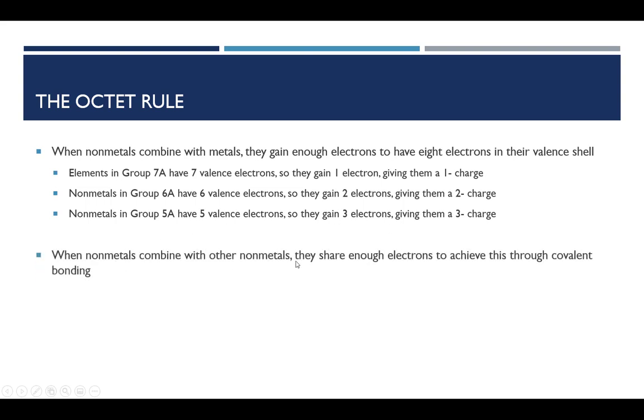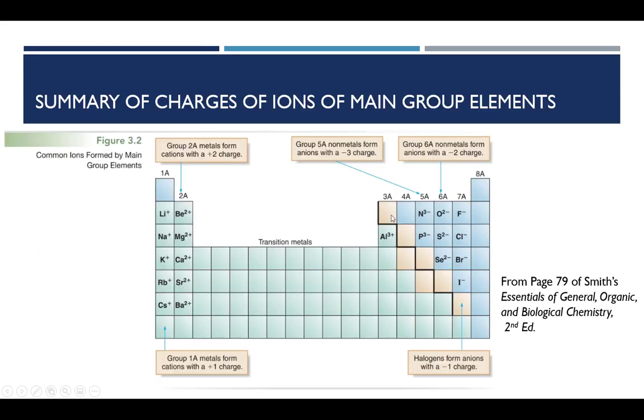Now, when nonmetals combine with nonmetals, they share electrons and achieve an octet through covalent bonding. We will talk about that in more detail when we get to part F. But for right now, we're just going to deal with the concept of ionic bonding. Your textbook on page 79, figure 3.2, has an excellent summary of these ions which only form 1 charge.